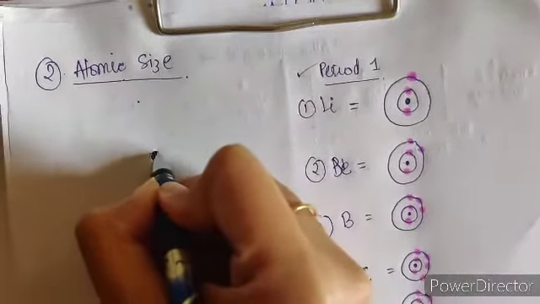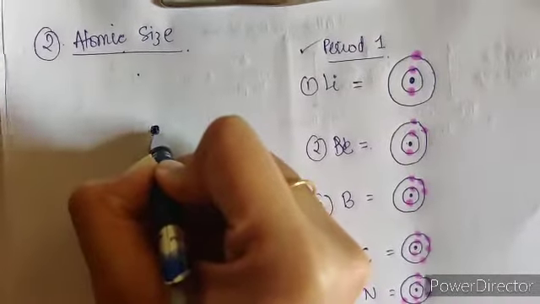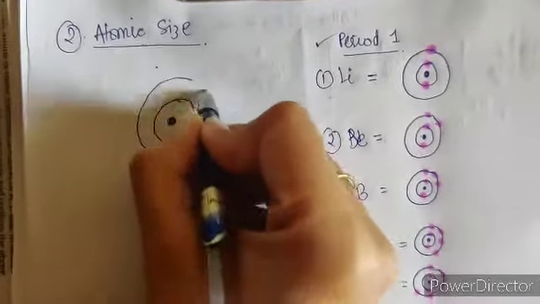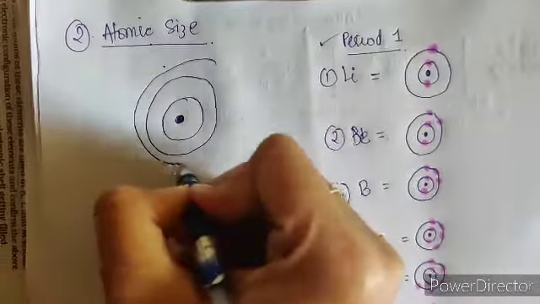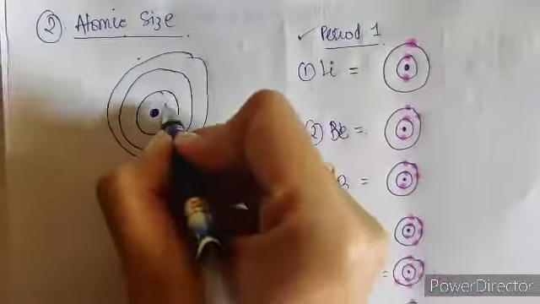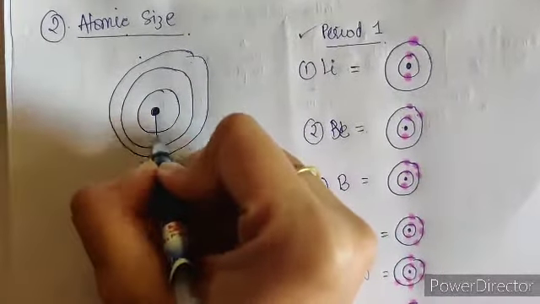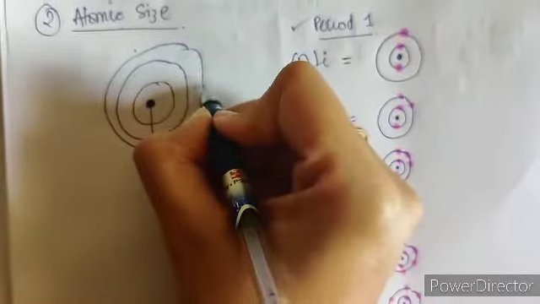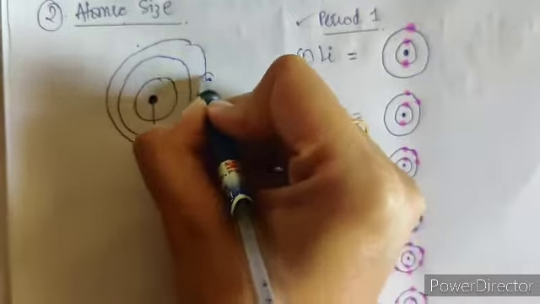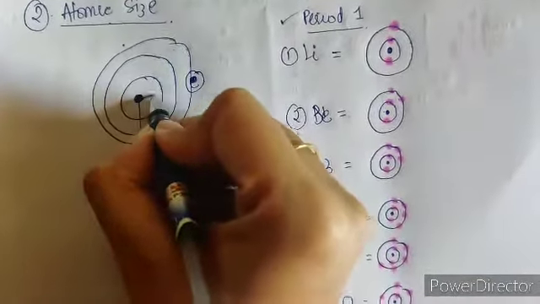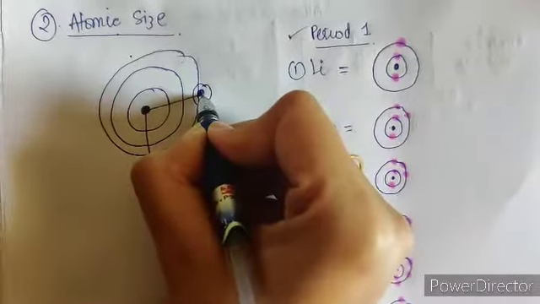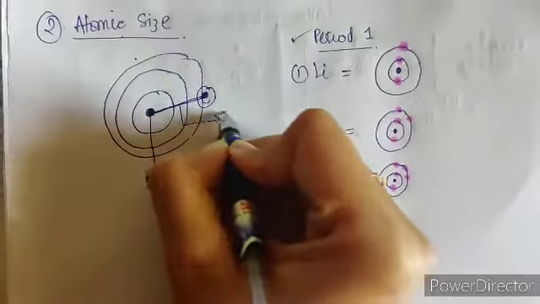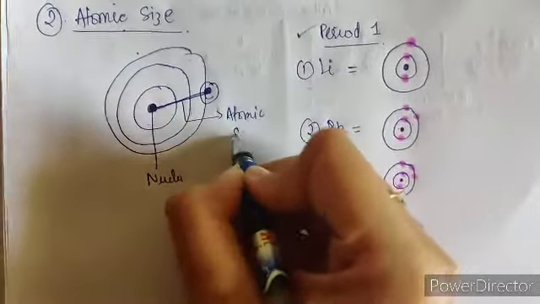You know the structure of an atom, okay? This is the nucleus, and these are the electrons which are revolving in an orbit. So atomic size is the distance from the nucleus. Suppose the last electron is present in this orbit, so it will be the distance from the nucleus to the outermost shell, and this distance will give you the atomic size of an atom.